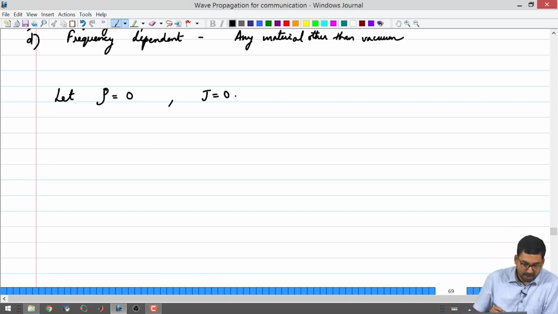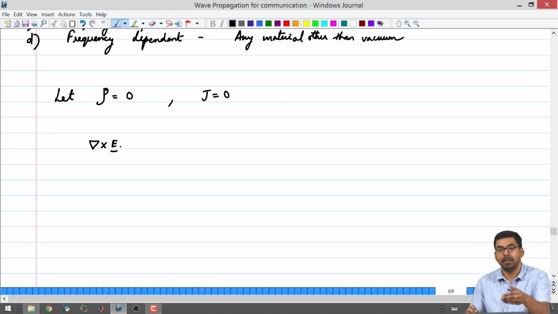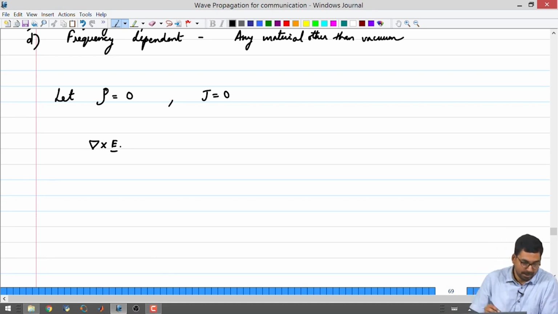Okay. And I will look at only the curl equations, alright. So I am going to take the curl equation del cross E. I will write it in less detail because all the details, it depends on time, you have to use convolution, all these things now you are aware of, right.